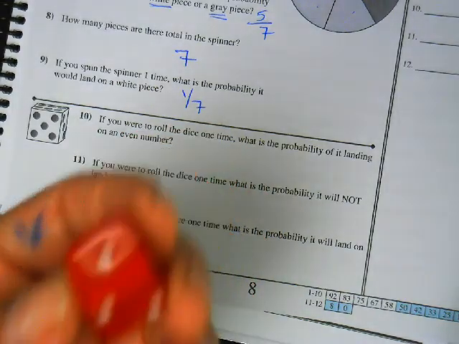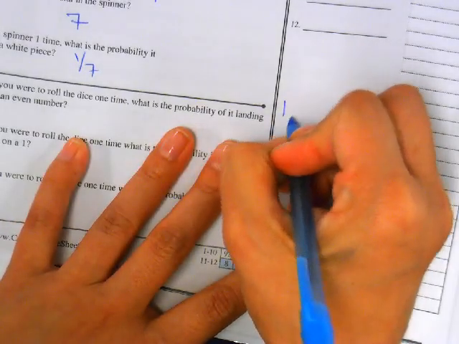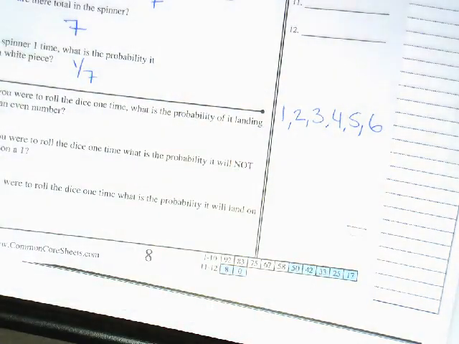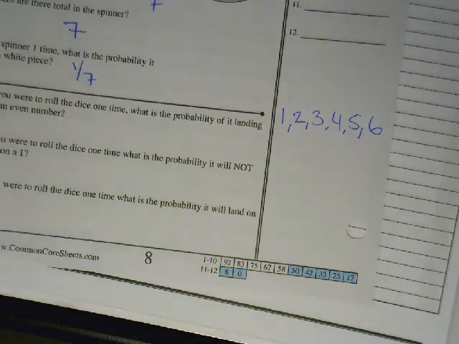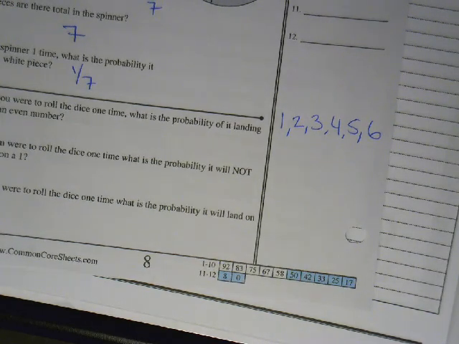What are the numbers that are on this? 1, 2, 3, 4, 5, 6. Okay, so let's write these down because you're going to need them. The numbers are 1, 2, 3, 4, 5, and 6. And you're going to have a lot of different worksheets with questions that refer to a number cube or a die. You have to know that there's 6 sides and the numbers 1 through 6 are on it, okay?